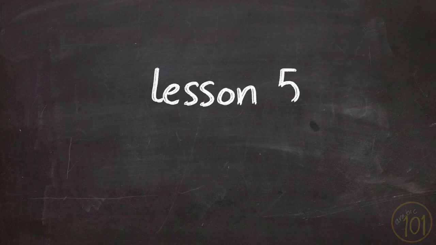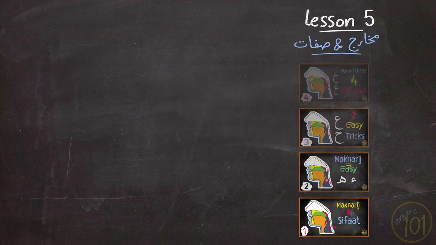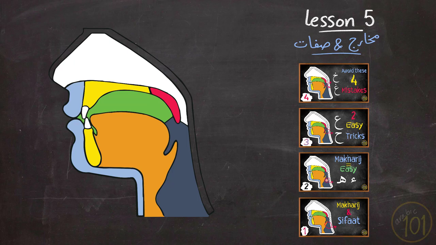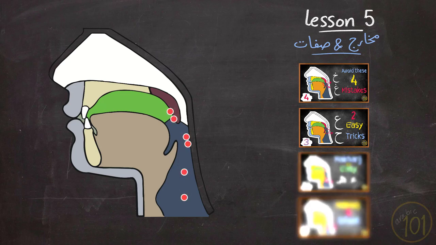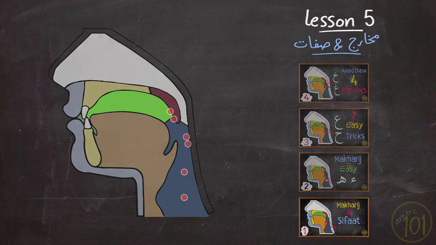This is lesson 5 of Makharij and Sifaat series. In lessons 1 to 4, we've discussed two areas of articulation, al-jawf and the throat. And we learned how to produce each letter coming from the different articulation points in these two areas. If you've missed any of these lessons, make sure to check them out before proceeding with this lesson.